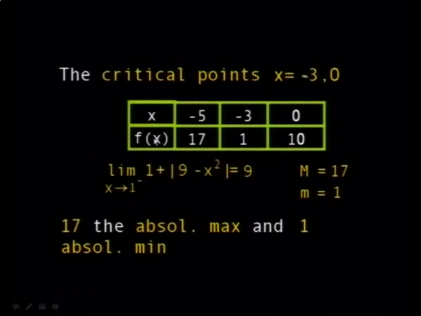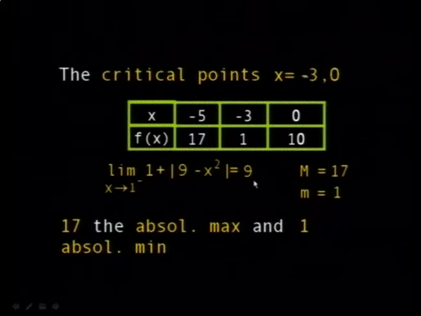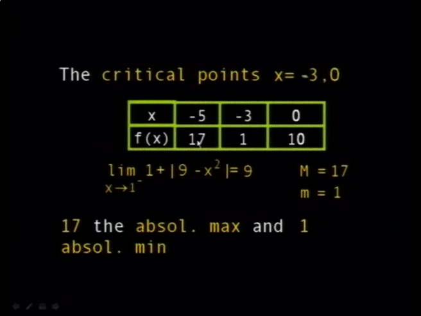We calculate the value of f of x. We obtain 17, 1, and 10. So it seems that 17 is the local maximum of the function. I'm sorry, it's the global maximum of the function. Especially that you have to search for the limit of the function at the point 1 from the left-hand side. You find it equal to 9. Since it's equal to 9, the value at minus 5, which is 17, is the one that you will consider as the absolute maximum.